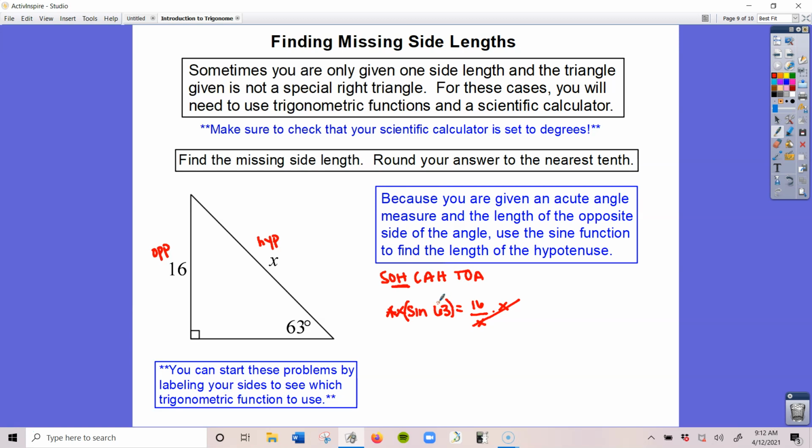And we're going to get that in a bit. But first we're going to make sure we can set up the equation to solve for x. So this is x times the sine of 63 is equal to 16. To solve for x, we divide by the sine of 63 to both sides. So this is what x is equal to. And now we need a calculator in order to get this.